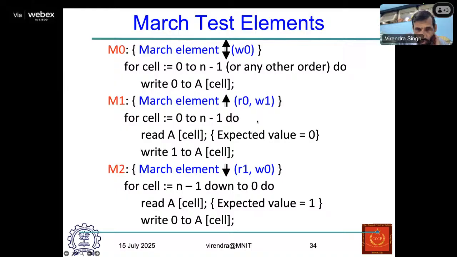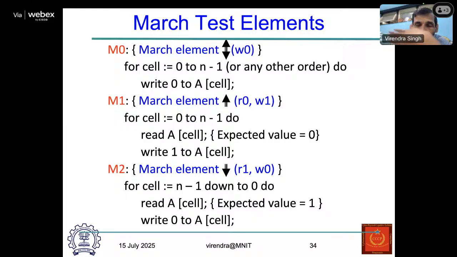Yes, sir. So what it does is that first you write 0 everywhere, then next round you come and read whatever value is written in every cell, and if you compare against 0 and that comparison succeeds, that means that cell at least does not have a stuck-at fault. Then you write value 1 because you want to check for stuck-at 0. Write 1, and this way you keep on doing until the last cell.